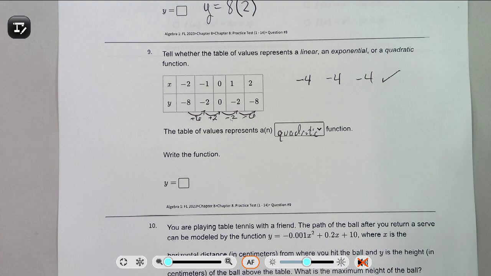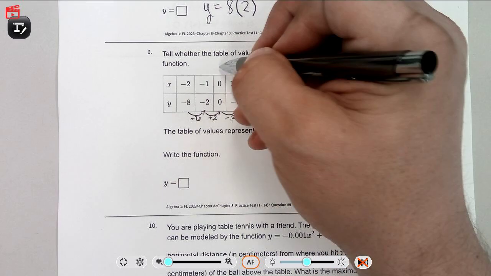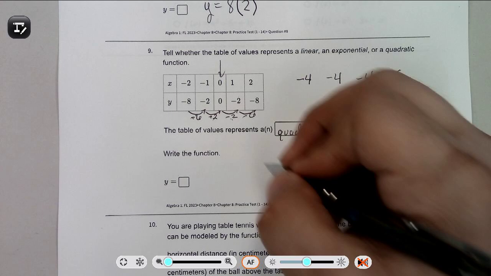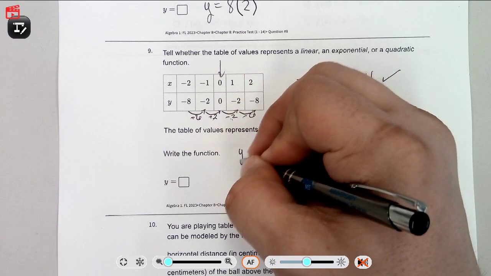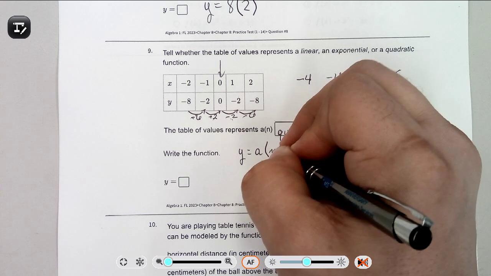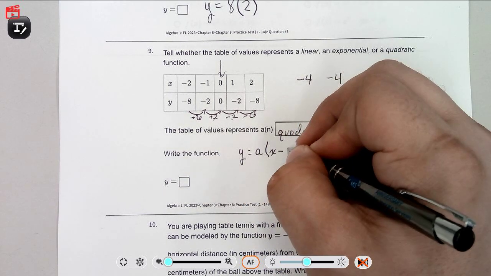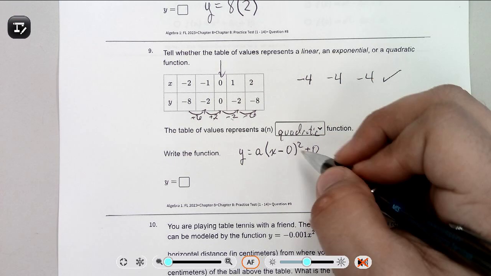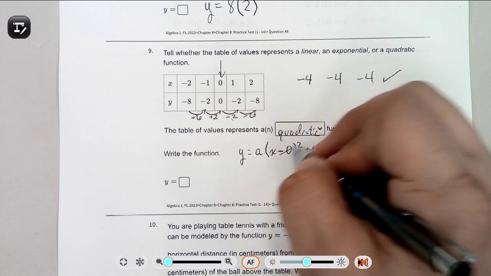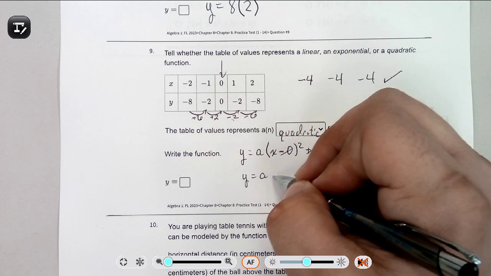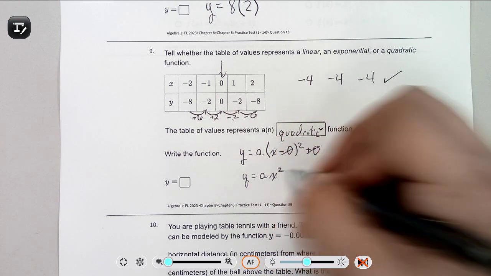And we're going to write the function. Well, I have a vertex. So I'm going to put this in vertex form because that should be pretty straightforward. y equals a(x minus 0) squared plus 0. Well, I don't need this and I don't need this. So this is y equals ax squared.